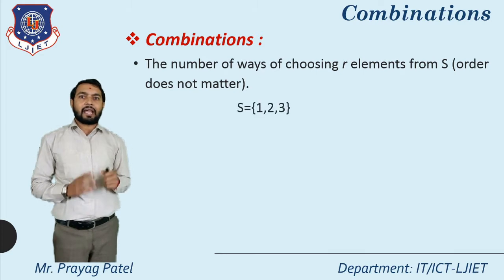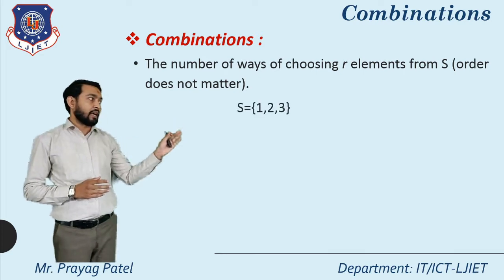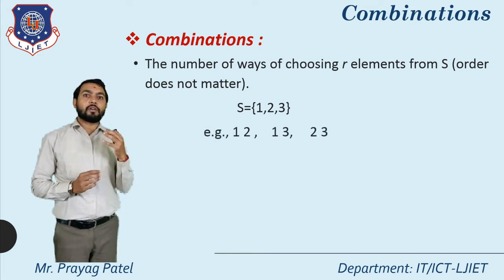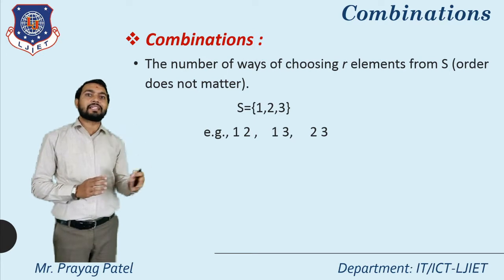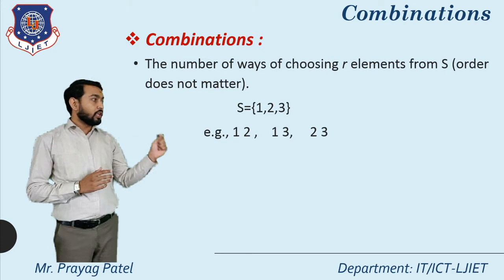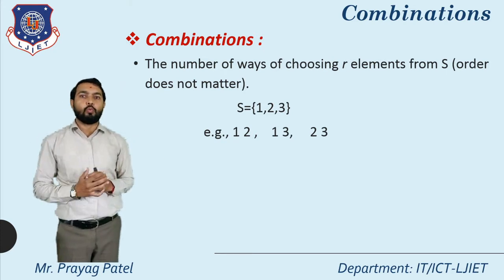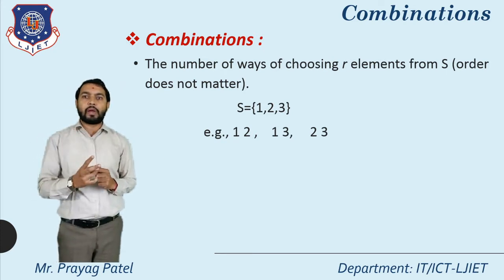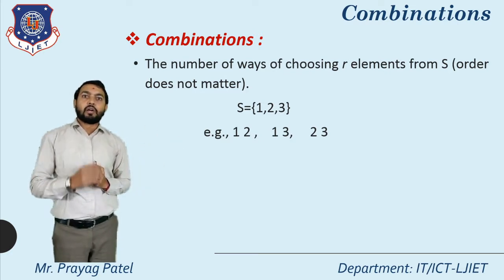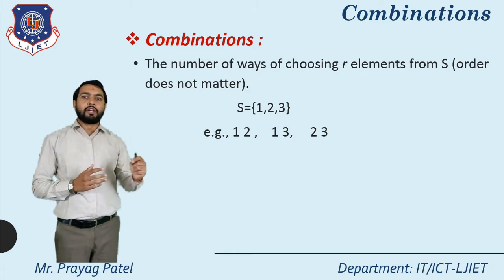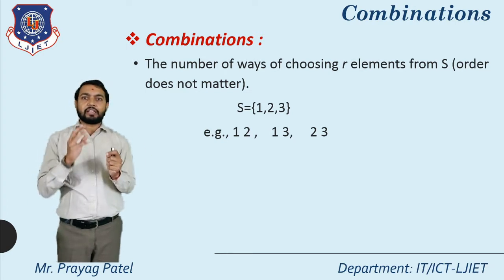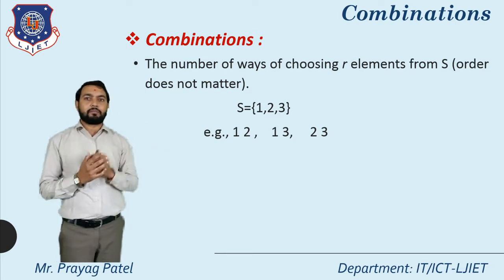Here the given set S is 1, 2, 3. So in the set we have 3 elements. Now r means the number of sub-elements chosen from the S elements, so the number of ways possible for choosing r elements. For example, consider r equal to 2. That means we have to select 2 elements from the available 3 elements. For the given set S, the combinations of 2 elements are 1 2, 1 3 and 2 3. So we can say that 3 combinations are possible for this set.